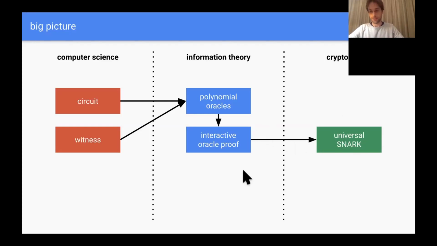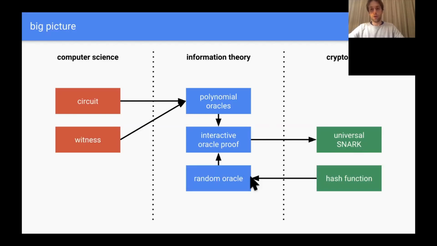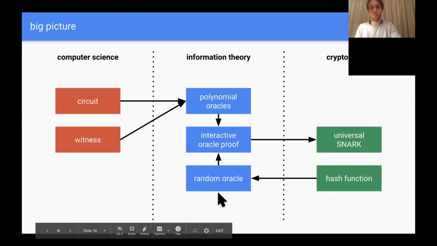But there's a few missing pieces here. In order to have the randomness, you need a random oracle, and in order to actually have a SNARK, you need to instantiate the oracle. So the oracles are these abstractions which don't really exist in real life. And you want to instantiate or materialize them. And so you're going to use a hash function to instantiate the random oracle. That's known as the Fiat-Shamir heuristic.